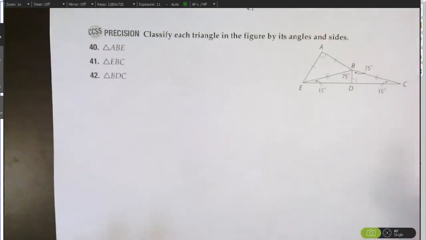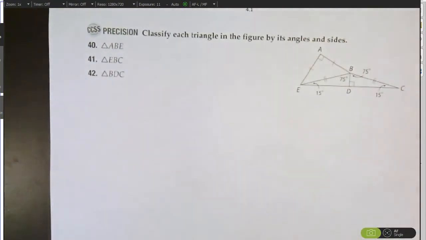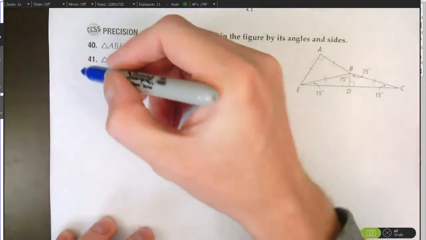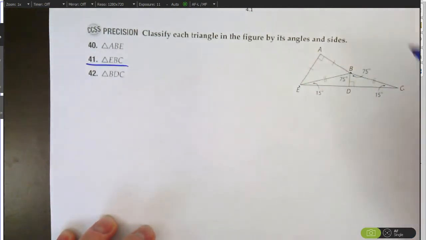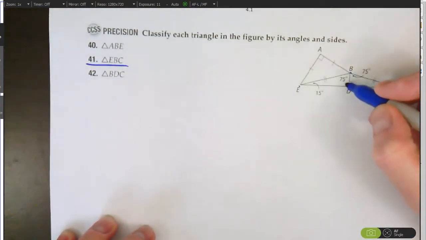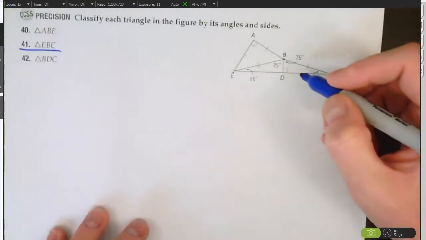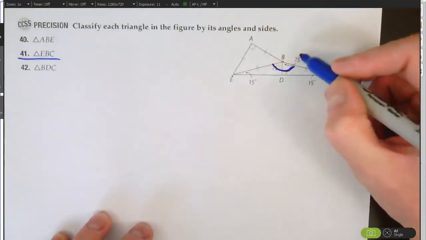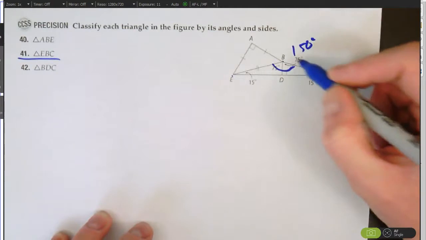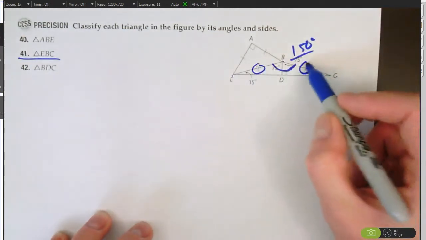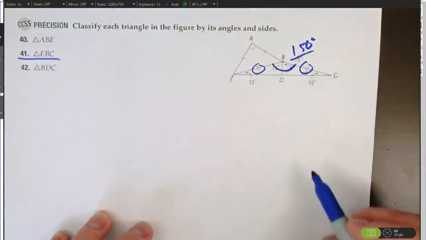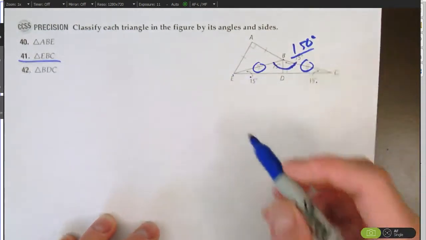Let's see here. Jumping into 40, let's say. Okay, 40. So we want to know what kind of triangle EBC is. So EBC. Well, we're told that this is 75 and this is 75. So for angles, we know this has to be then 150 degrees. We also know that these two sides are congruent, but I don't know if those are congruent. And these are 15 and 15.